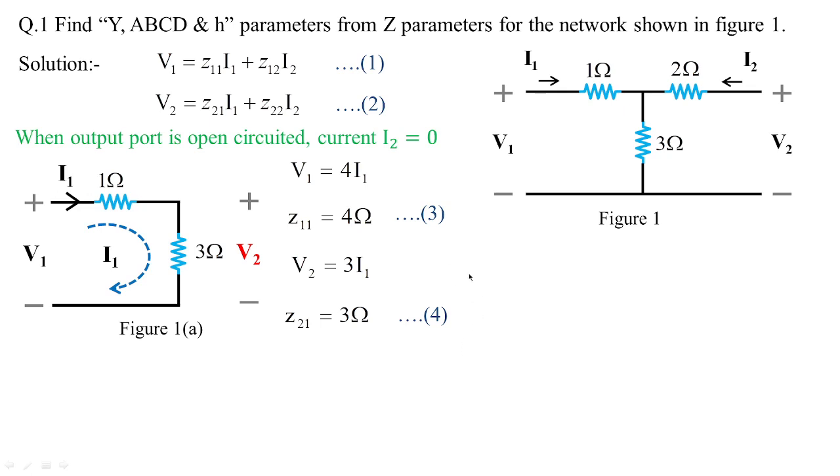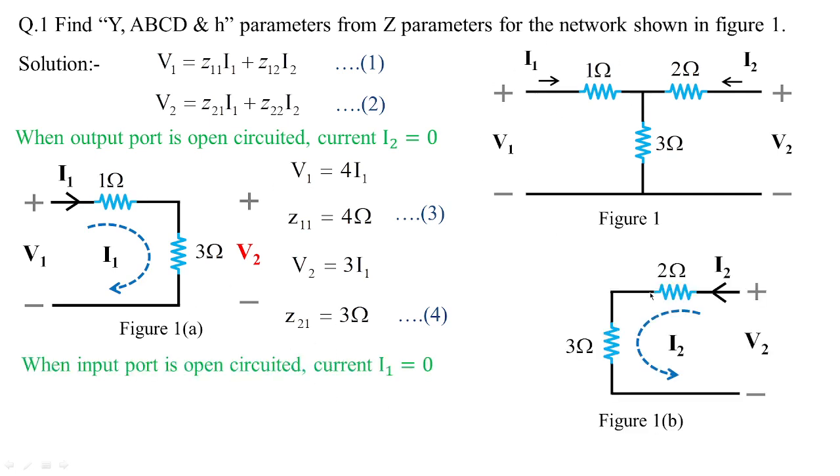Let me treat these two equations as 3 and 4. Now I'm going to take the input port and open circuit it. When the input port is open circuited, the 1 ohm, which is in series with I1, carries no current, as I1 is 0. So figure 1 changes to figure 1b, and this is a simple loop circuit.